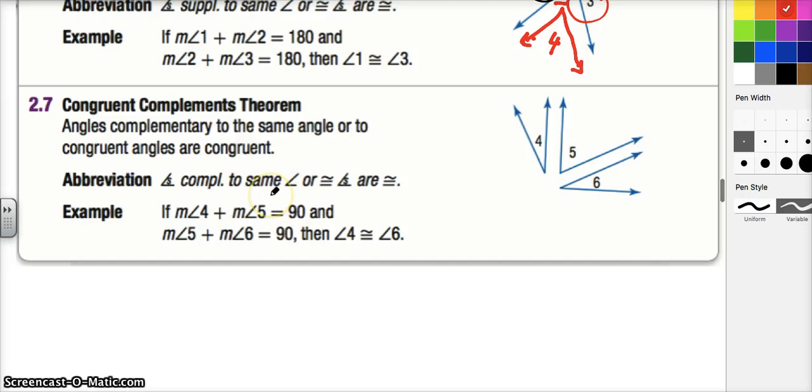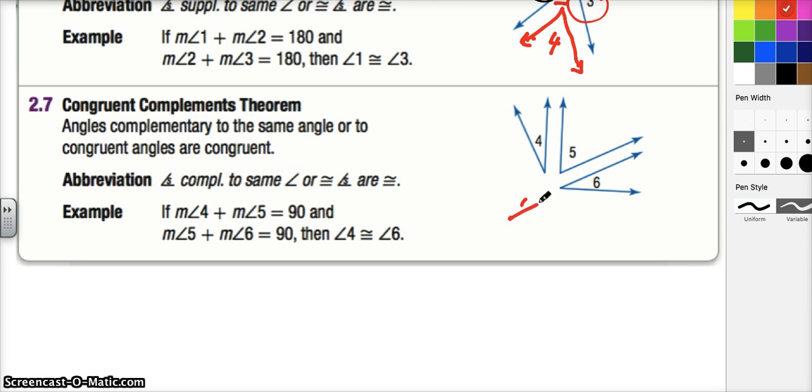This is going to be very similar, but we're talking about complements. So, congruent complements theorem, same idea. Let's think about it. If angle 4 is complementary to angle 5, and angle 6 is also complementary to angle 5, that tells me that angle 4 is equal to angle 6. So let's see how it's written here. Angles complementary to the same angle or to congruent angles are congruent.